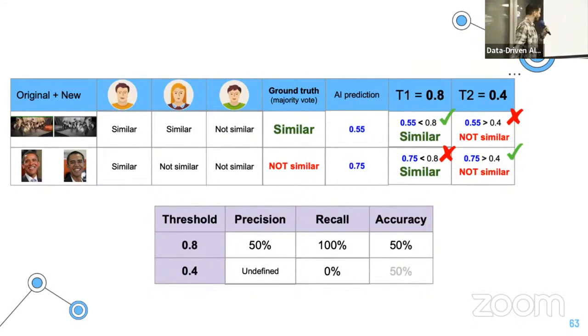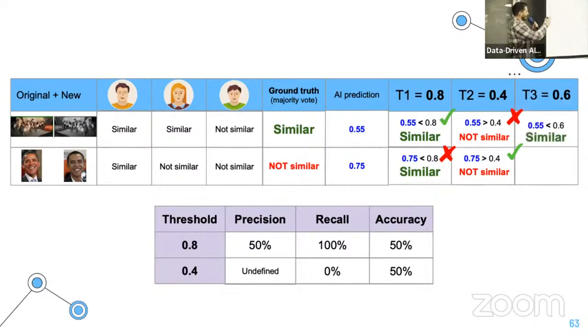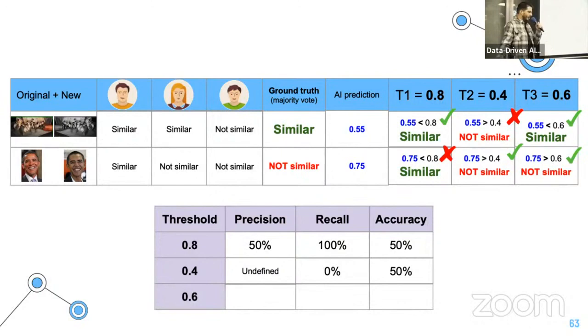All right, okay, last threshold, I promise. Let's hope we're gonna get it right this time. The third one is 0.6. 0.55 is smaller than 0.6, so we say similar. Is it the right answer? Yay. And the second one, 0.75 is higher than the threshold, so we say not similar. And also this one is equal to the ground truth, so this is also a correct answer. We're gonna put it in the table. The precision is 100% because each time it said similar, it got it right. The recall is 100% again because it caught all of the similar pairs, and also the accuracy, all of the decisions are correct.